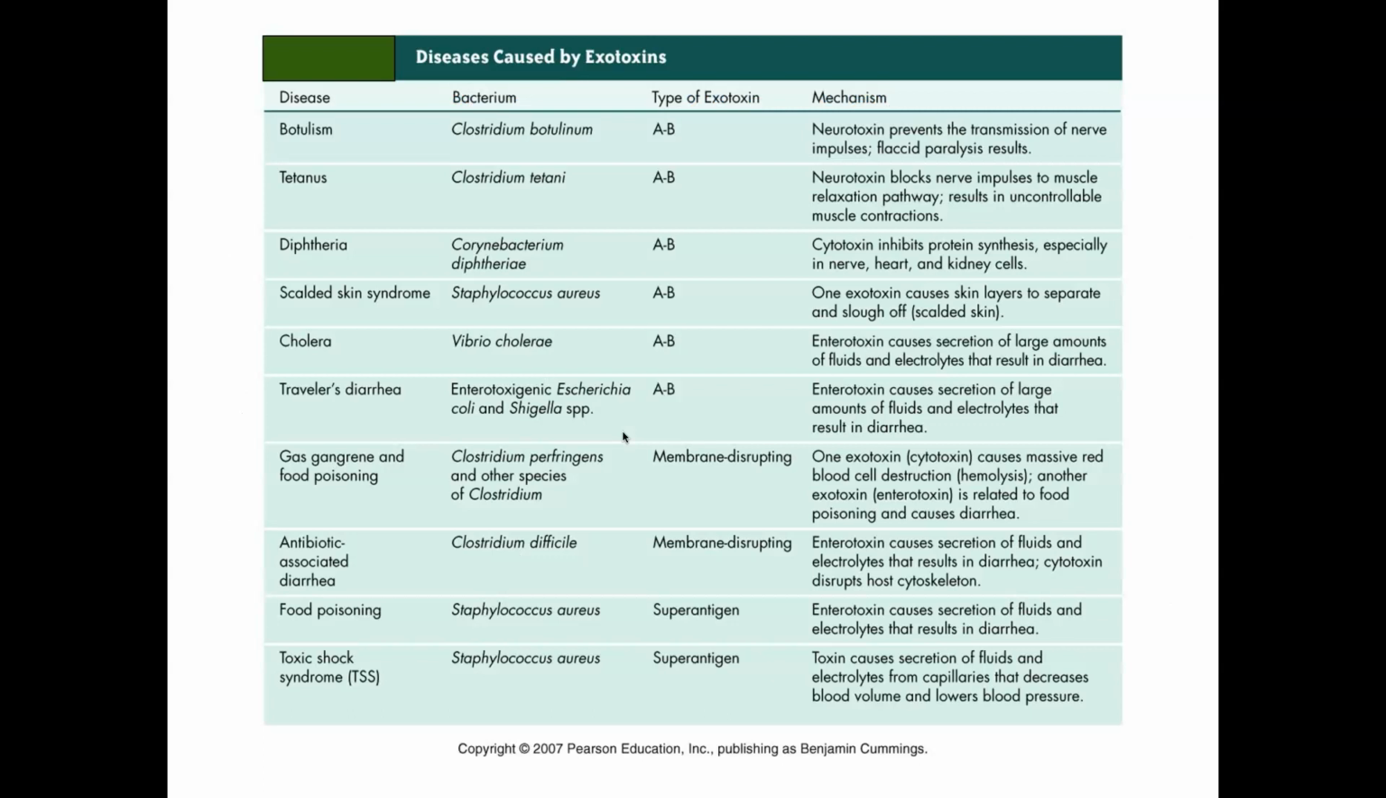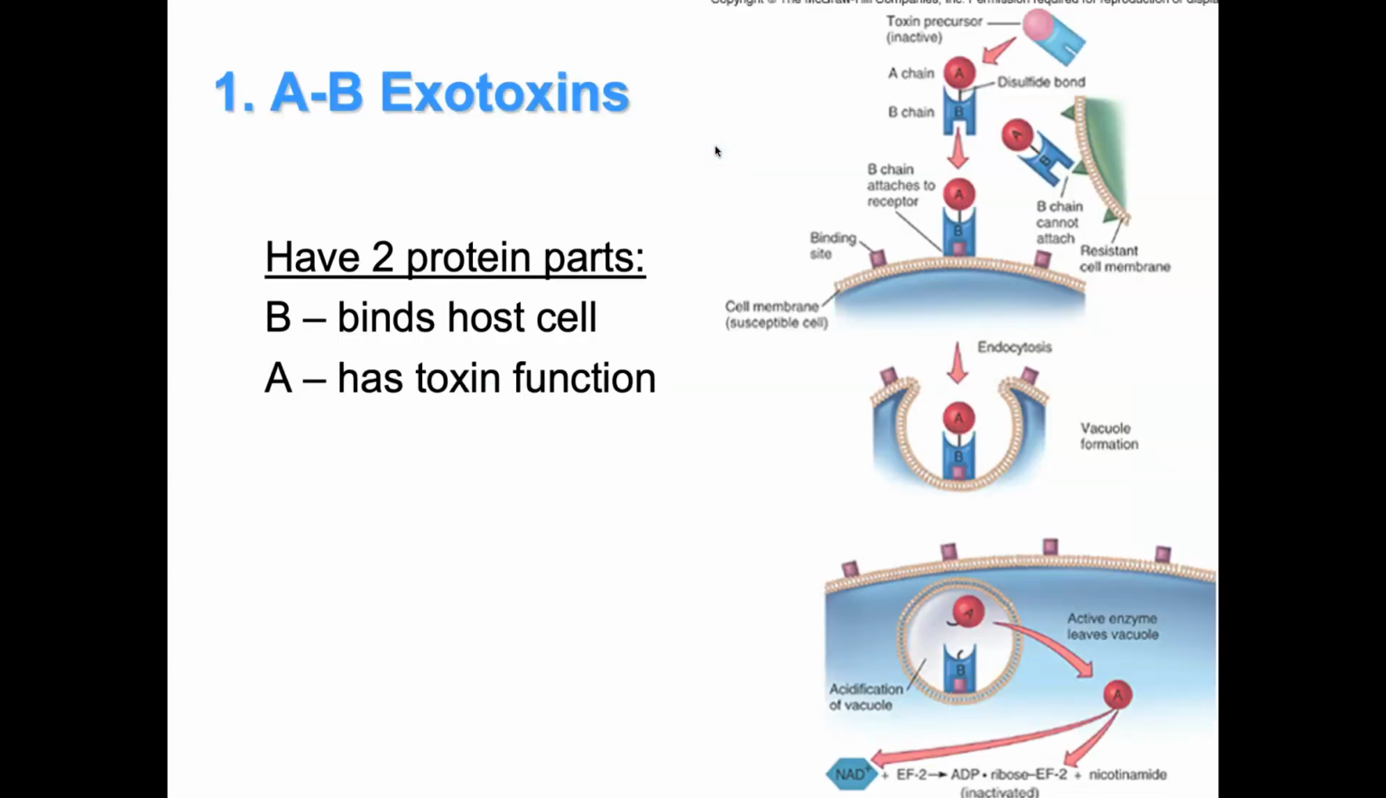This is a nice table. It's not from your book, but I love this table because it shows you the various microorganisms that produce exotoxins, the diseases that they cause, and the type of exotoxin that is produced. And as you can see, the majority of them do produce an AB toxin. So let's go ahead and outline this AB exotoxin.